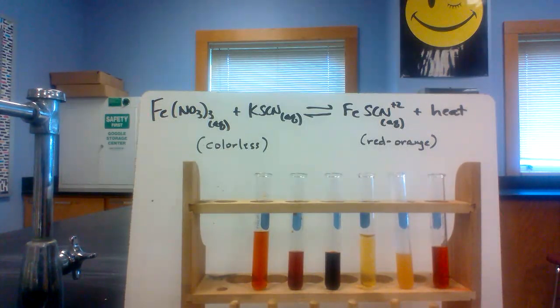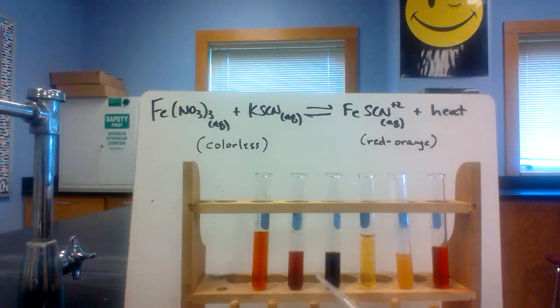Okay, all right, so what you're going to do is record your data in the data table, reading those tubes from left to right. The tube on the far left, right here, that is the equilibrium color. We'd call that orange. This is disturbance test tube 2. We added solid iron(III) nitrate. Okay, got a lot darker. This is disturbance test tube number 3. We added solid potassium thiocyanate. You can see it got a lot darker.